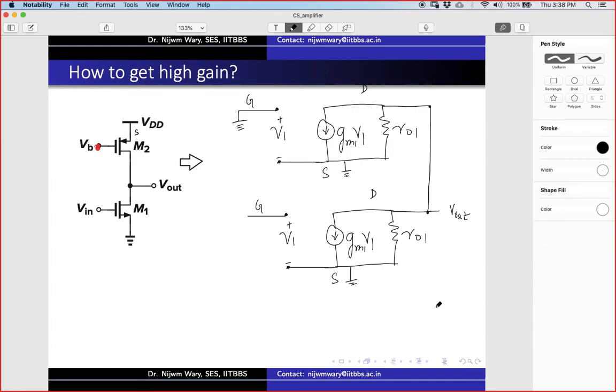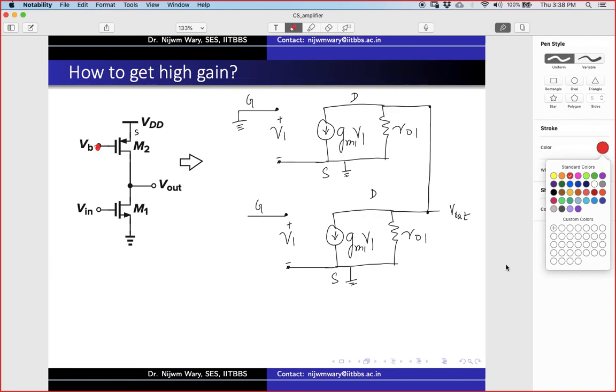Right? So this is the small signal of this one. Is this clear? Any confusion on this? Any doubt? I can invert it also, but this is an easier way to draw. Is it clear?